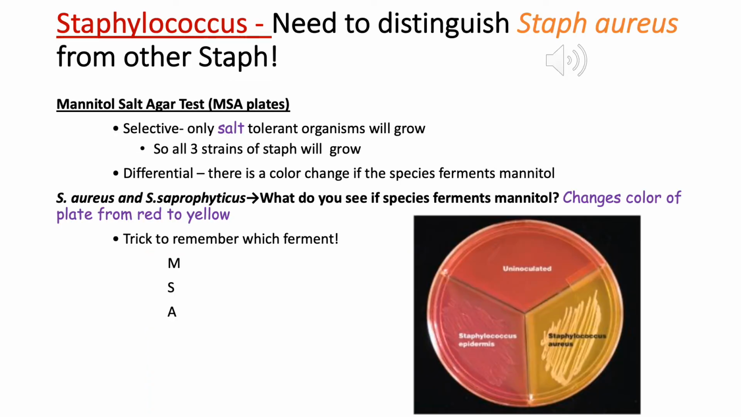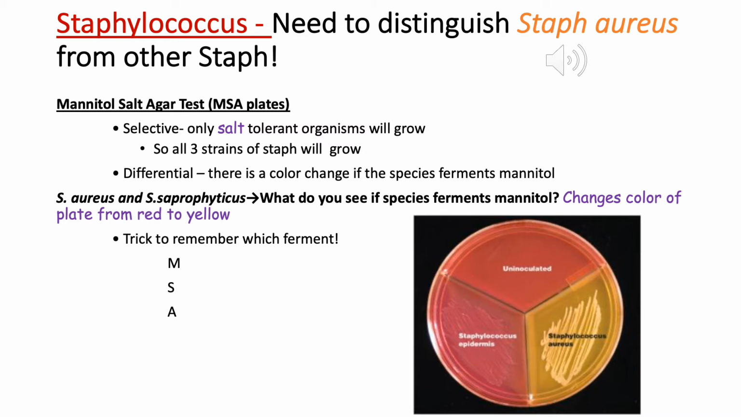Since Staph aureus is so dangerous and so pathogenic, we need ways to distinguish it from other species of staph. There are several tests that help us to do this, and I'm going to talk about all of them. But the first is called the mannitol salt agar test, or MSA plates.